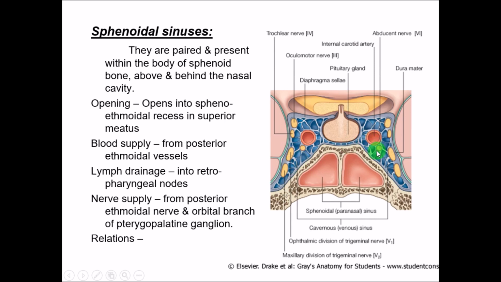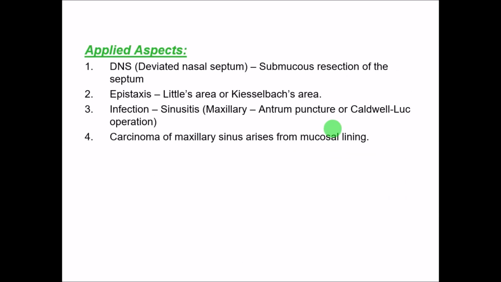Okay, even the abducent nerve, which will be the sixth cranial nerve. All these nerves are beside it, as well as the cavernous sinus. Above we have the pituitary gland, and above that will be the optic chiasma, and above that will be the diaphragma sellae. Okay, all this will be there. So very important structures around the sphenoidal air sinus have a very important relation. Okay, so this is all about the sphenoidal air sinus.